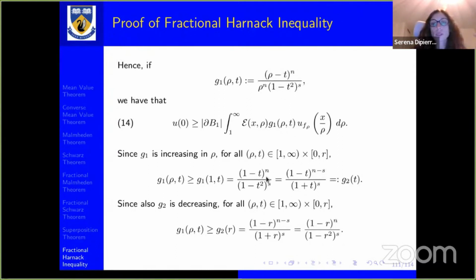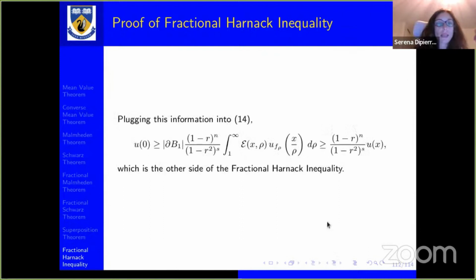You have first to use that g1 is increasing in rho, fixing t. So now this is decreasing, and so I can say that g2 of R is equal to this object, which I can write again the way I like. Okay, but nice. Now g1 of rho, t is bigger than the constant that I wanted. And so I'm done, because this is the constant that I wanted. This is u of x with the constant. And so this is the other side of the fractional Harnack inequality.